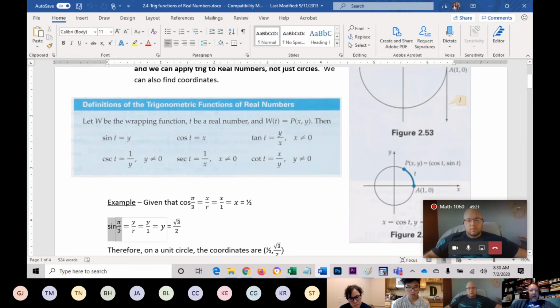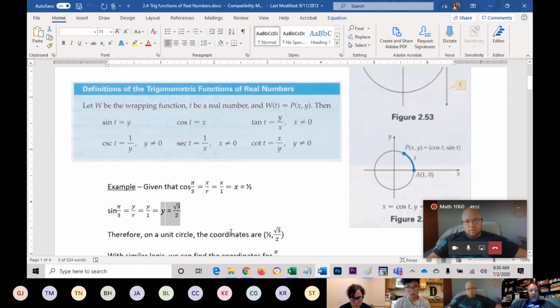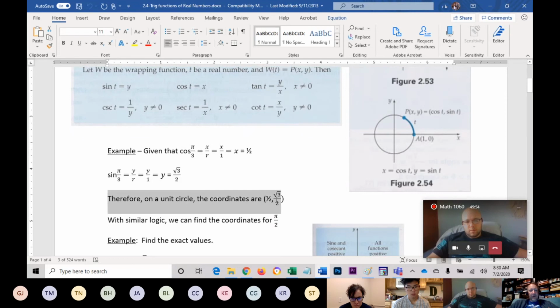Now, if we do the sine of pi thirds, once again, sine is your y coordinate over your radius. Of course, our radius is 1, so sine just becomes y. And we know that the sine of pi thirds is square root of 3 over 2. And so therefore, this point here that represents your angle t as a 60-degree angle, we've got your x coordinate is 1/2, your y coordinate is square root of 3 over 2. So that's going to be the coordinates on your unit circle.